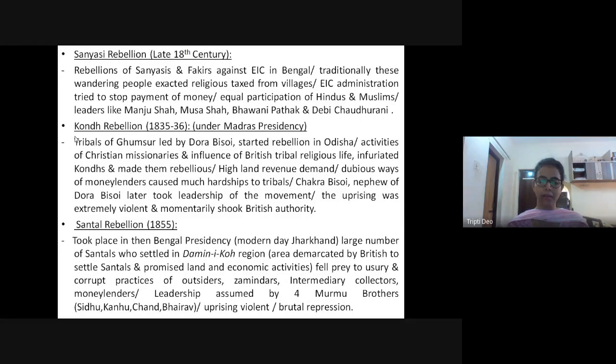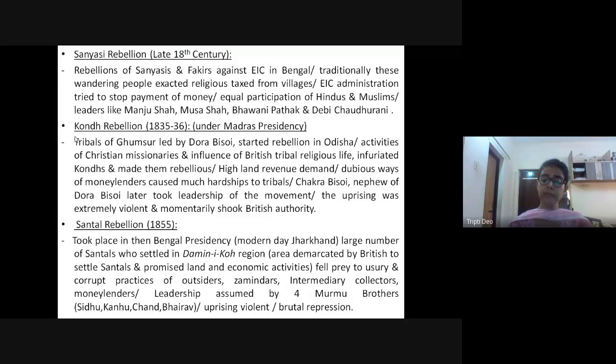They started demarcating land where the tribals could stay and do their activities and functions in the way that they would like. So in the Bengal presidency, the Santals were settled in this area demarcated by the Britishers, which was called the Damin-e-Koh region.